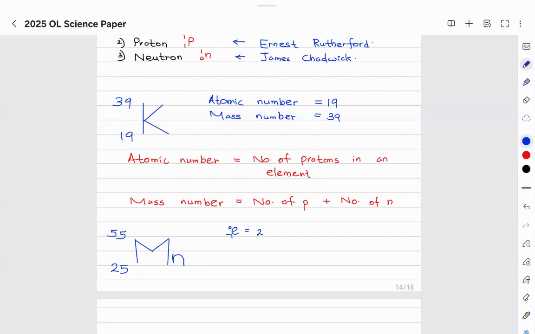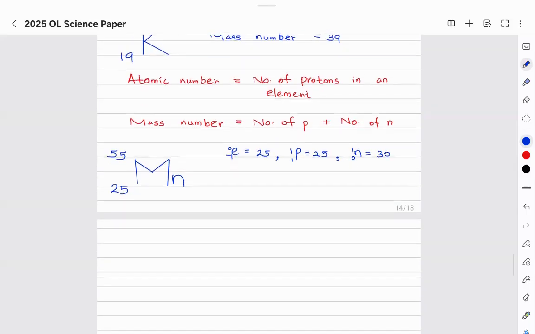Electron count is 25. Then what is the proton count? 25. Then how many neutrons are there? What is the neutron count? It's 30, yes. Then you have to understand that electron count and proton count are also the same. Number of electrons equals number of protons.